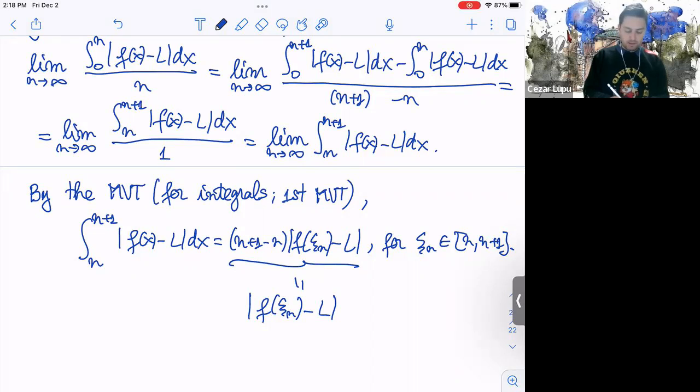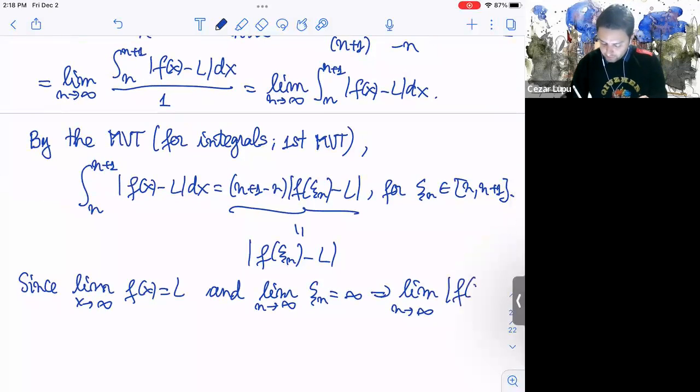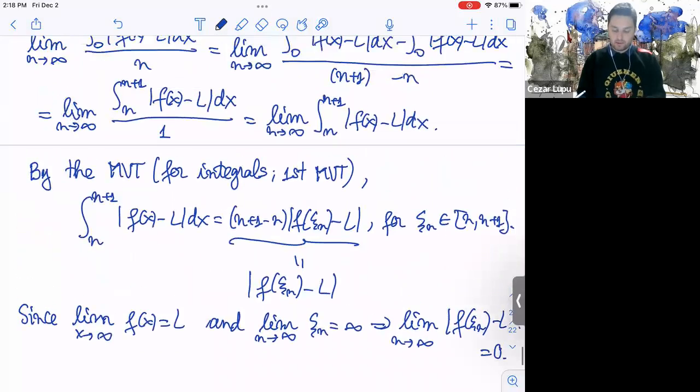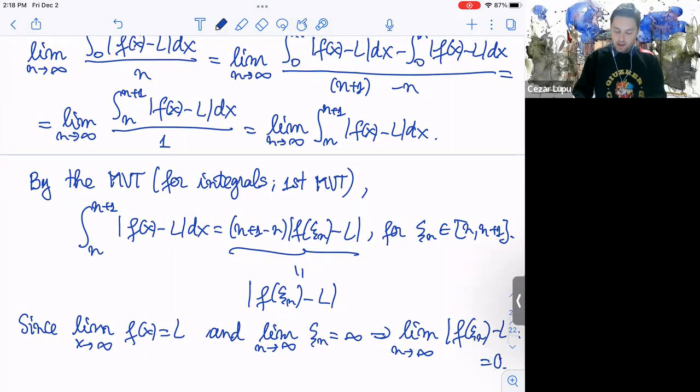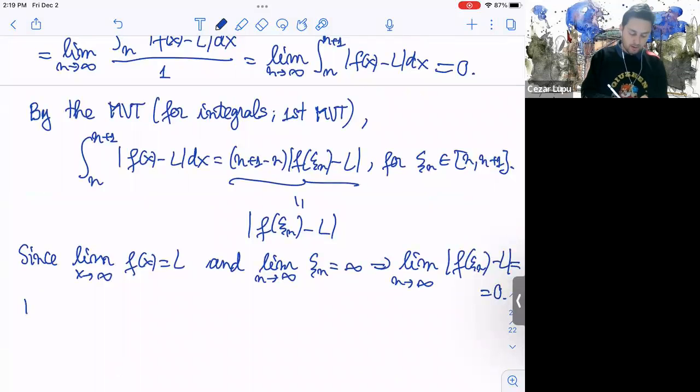But now we know that since the limit as x approaches infinity of f of x is L, and since the limit as n approaches infinity of Cn is infinity, it follows that the limit as n approaches infinity of the absolute value of f of Cn minus L is 0. All right, that's great. So basically, this guy is 0. Now we go back and by the squeeze theorem, the conclusion follows.